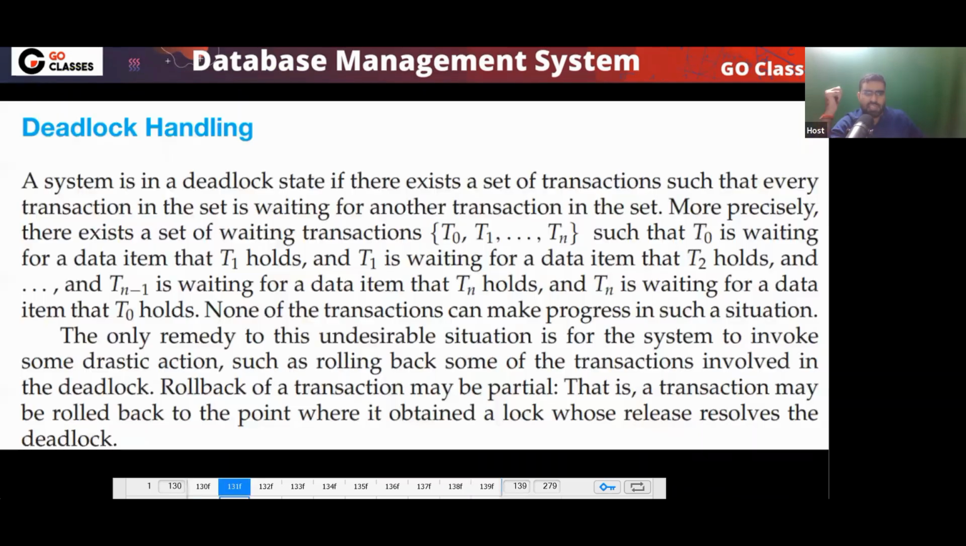Is the definition clear to everyone? What is the definition? A system is in a deadlock state if there exists a set of transactions such that every transaction in this set is waiting for another transaction in this set. This type of situation will be called deadlock.